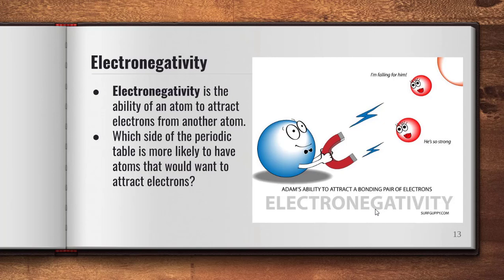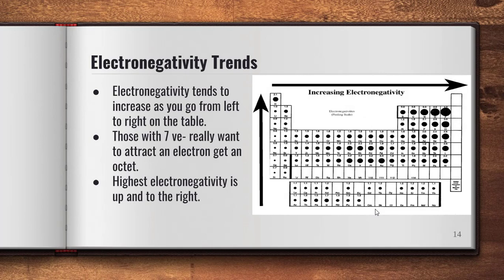So just think about it. Which side of the periodic table would you think is more likely to have atoms that would want to attract electrons? Well, if you guessed the left side, you would be completely wrong, because if you remember, they want to lose electrons, not gain them. So electronegativity tends to increase as you go from left to right on the periodic table. Again, those with 7 valence electrons really want to attract an electron to get that octet. Electronegativity, similar to ionization energy and electron affinity, is highest up and to the right.